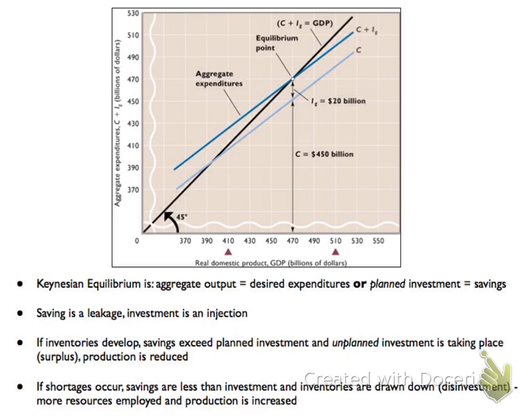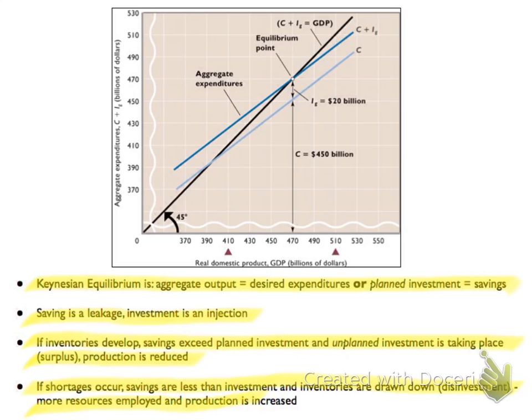All right. Key points. This is a summary slide. Keynesian equilibrium: aggregate output equals desired expenditures, or planned investment equals savings. Savings is what he would call a leakage, and investment is an injection. If inventories are developing, savings exceed planned investment, and unplanned investment is taking place, so production is going to be reduced. If you're having shortages, savings are less than investment, inventories are drawn down, disinvestment, more resources are employed, and production will increase.